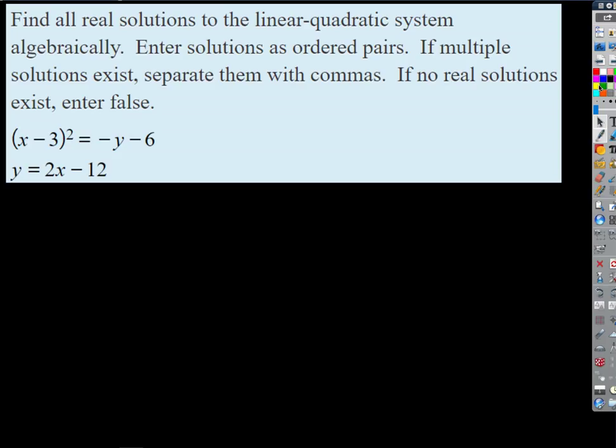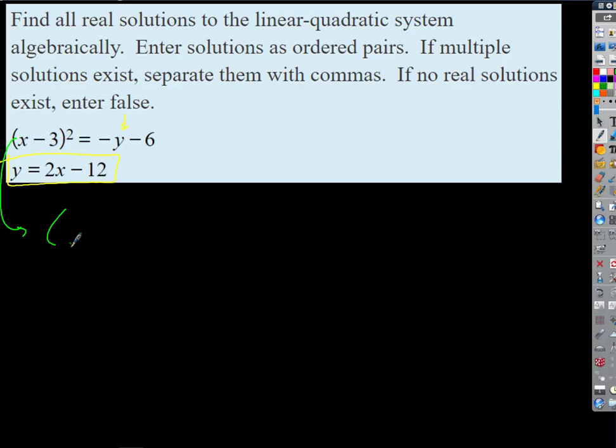Well, this one's pretty simple. What variable are we going to substitute? Y. Yeah, we've already got this one solved for y, don't we? So there's our substitution equation. And we're just going to sub in for y right there, right? So that top equation then becomes what?